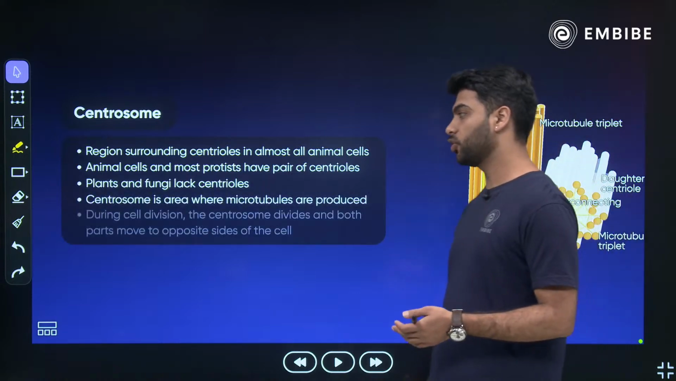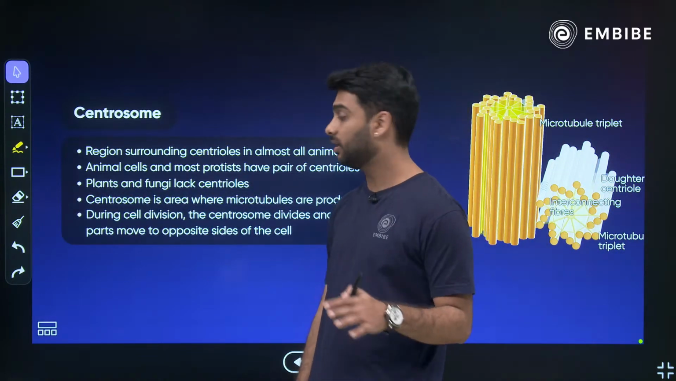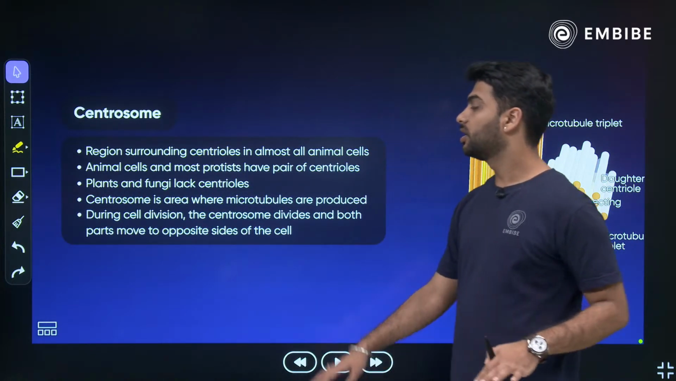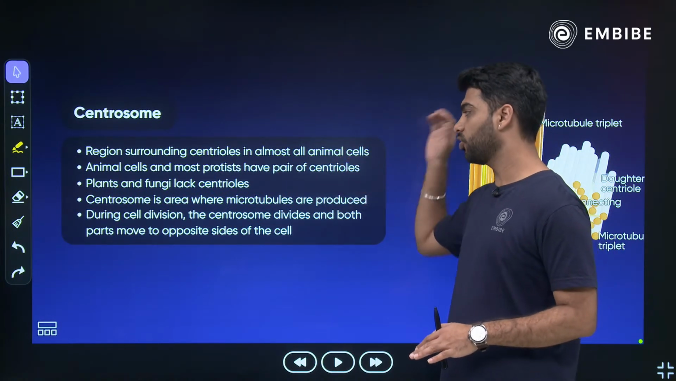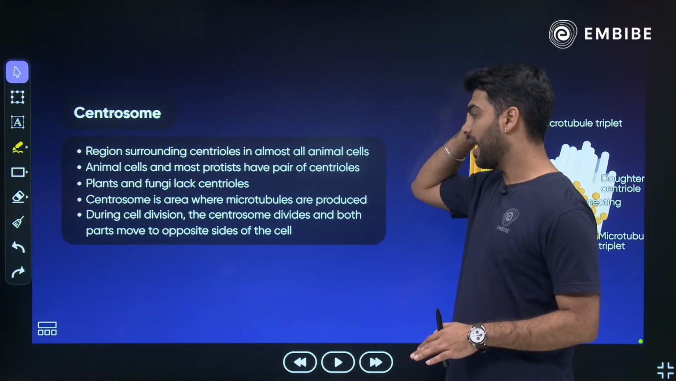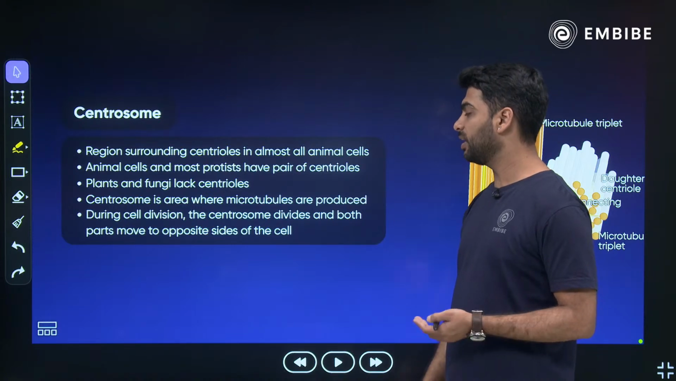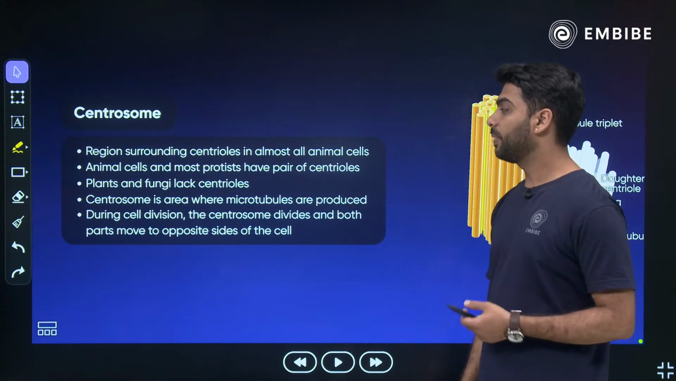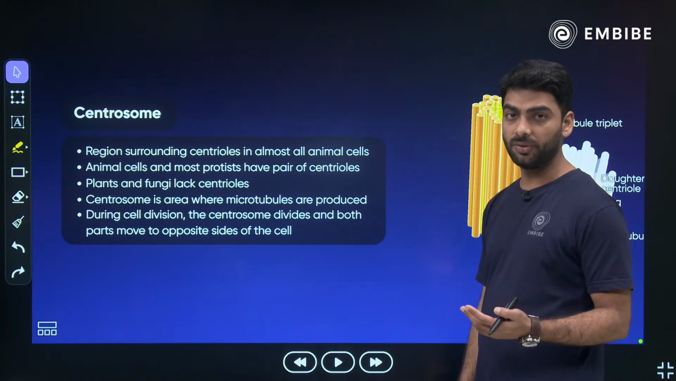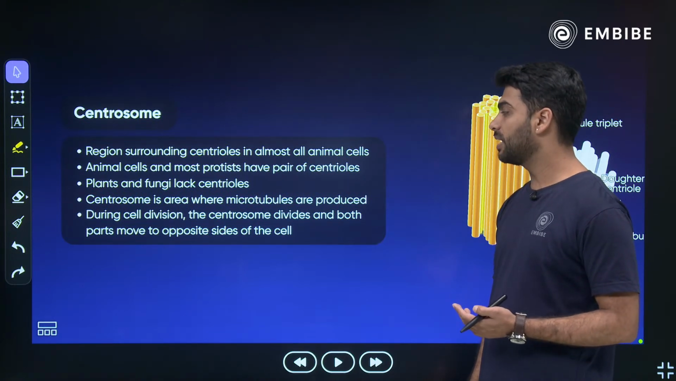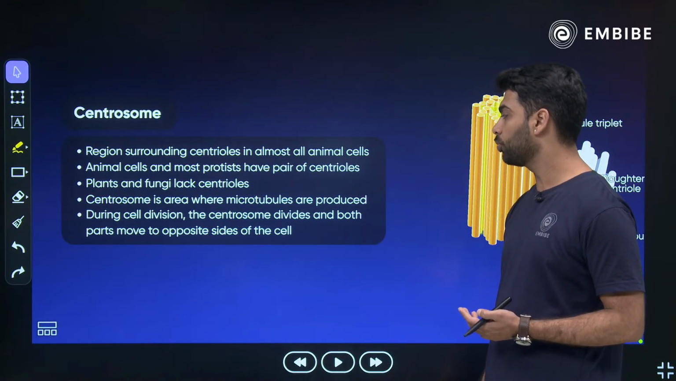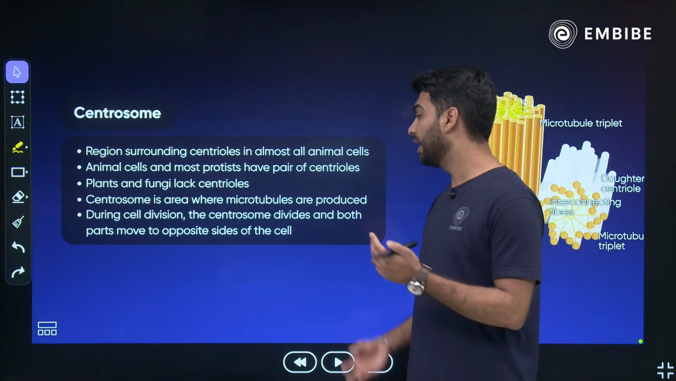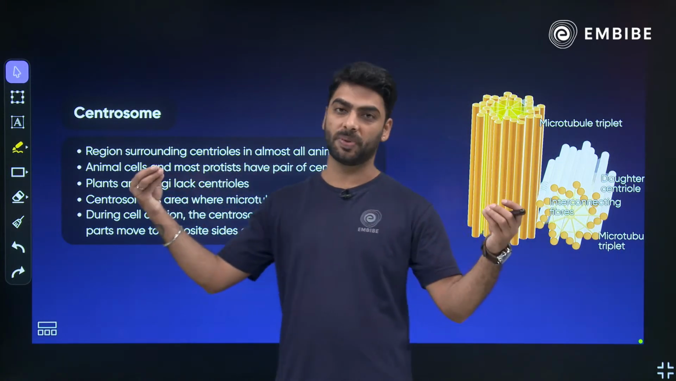Then we talk about centrosomes. So centrosomes are present only in animals, not in plants. The region surrounding the centriole is called the centrosome, and animals and many protists have centrioles. Plants and fungi do not have a centriole. The centrosome is the area where microtubules are produced during cell division. It divides and moves to both parts of the cell.